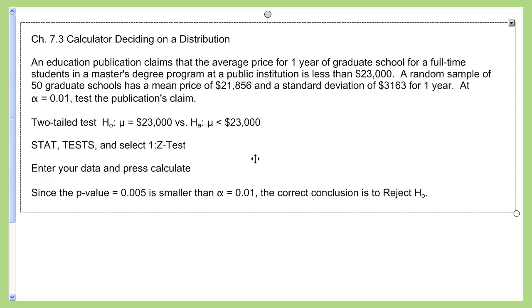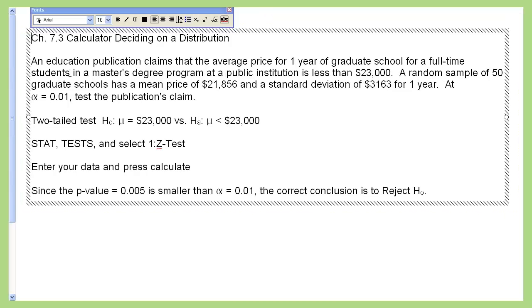Chapter 7.3, using the calculator to decide on a distributions claim. An education publication claims that the average price for 1 year of graduate school for a full-time student in a master's degree program at a public institution is less than $23,000.